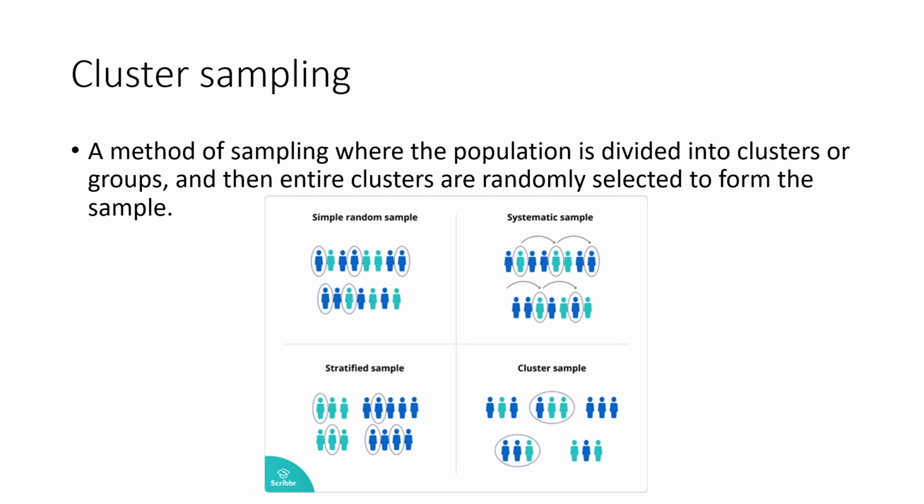Cluster sampling is the last random sampling method we'll be looking at. And this is where you divide a population into clusters, and then the entire cluster is randomly selected to form the sample. So before we were dividing it, and then we were randomly selecting from those clusters. But in this one, the clusters, everything in a cluster is selected and put in the sample.